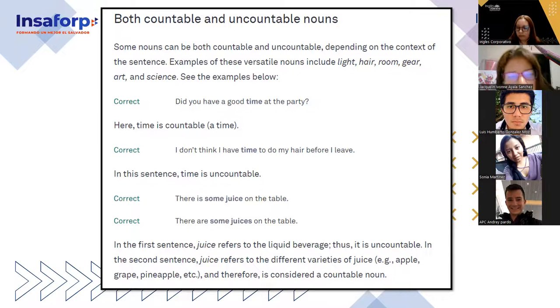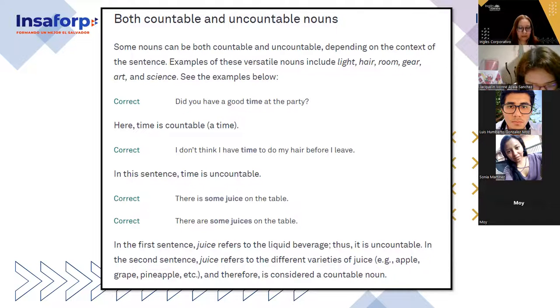Correct. There is some juice on the table. There are some juices on the table. Thank you. In the third sentence, juice refers to the liquid beverage. Thus, it is uncountable. In the second sentence, juice refers to the different varieties of juice: apple, grape, pineapple, etc. And therefore, it is considered a countable noun.